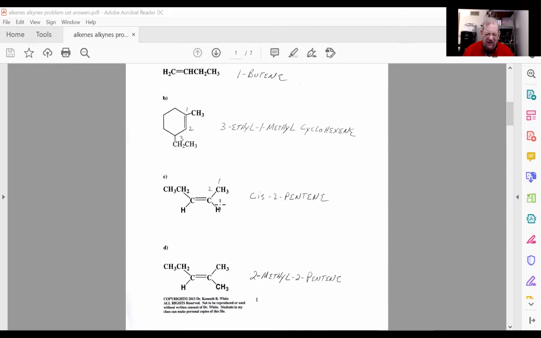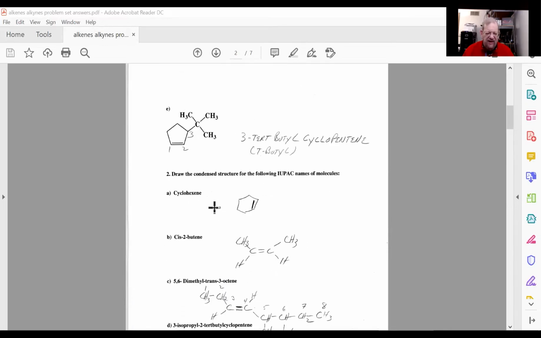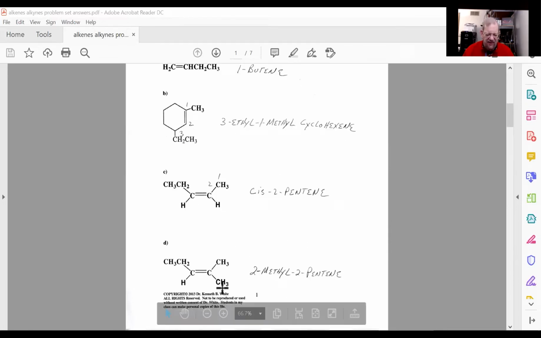I'm trying to do it with my pointer because I can't write on a PDF file. And that's cis. Now, if you notice down here, let me move this out of the way. We have two methyl groups, even though one is part of the chain and one's called methyl. 5 carbons, pentane becomes pentene, 2-pentene. There's a methyl group on carbon 2. This is 1, this is 2, 2-methylpentene.